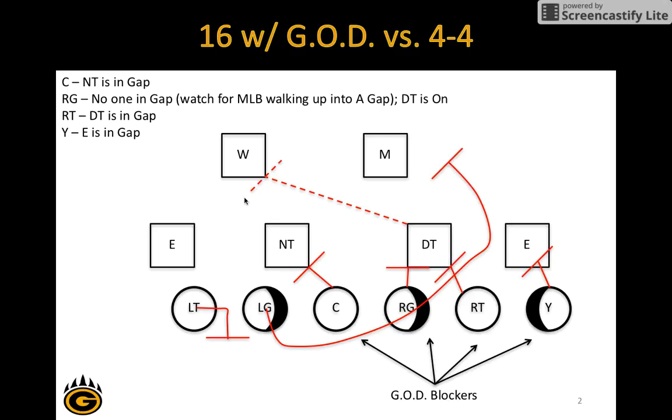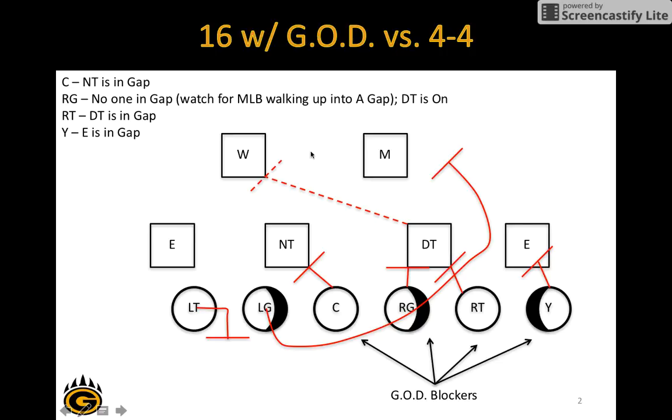So you can see here every single offensive lineman has an assignment. Okay, this is not just by luck or random action. Every single player, if they follow their rules, will end up blocking the play like this. So remember, play 16 and play 17, play 4, play 5, play 14, and play 15 all follow the GOD blocking rule. So we know play 16, which is 16 with GOD blocking versus a 4-4.